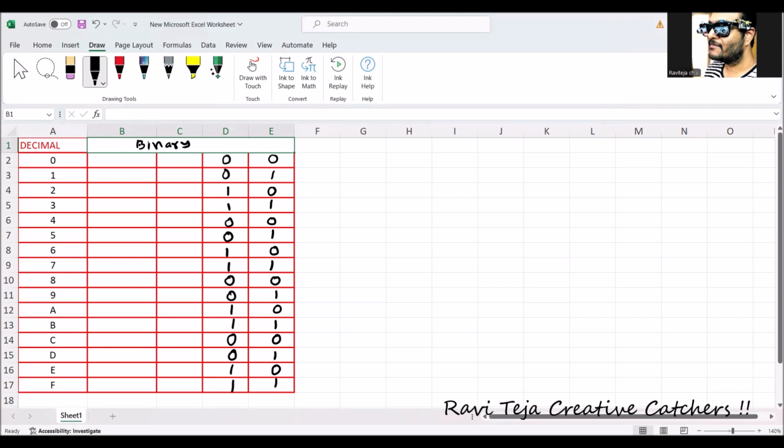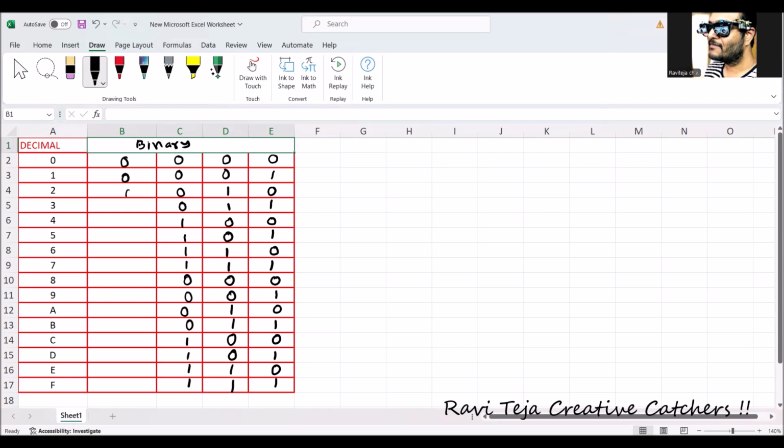Coming to the third row, put four zeros, four ones, again four zeros, four ones. Coming to the last row from the right side, till 7, put all zeros.